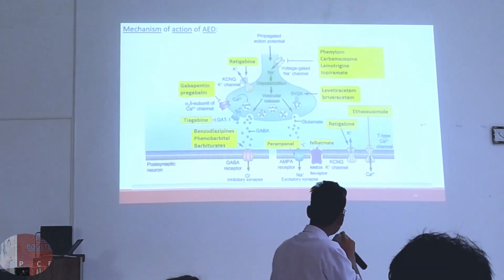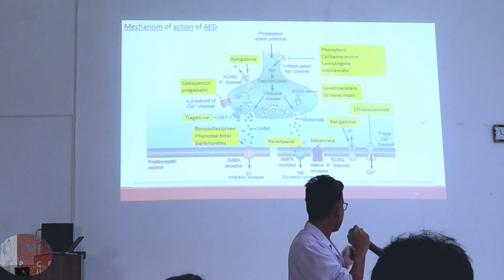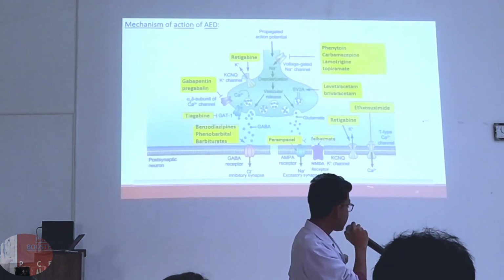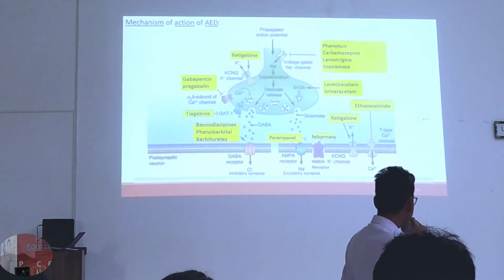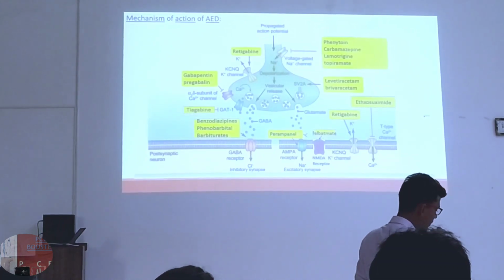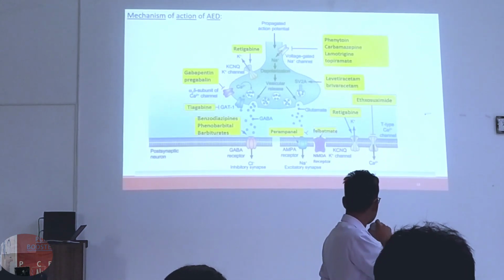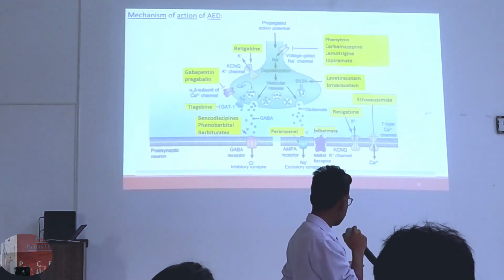Then there is retigabine, as already described, a potassium channel opener in both the presynaptic neuron as well as the postsynaptic neuron. In this way, by blocking and by increasing these neurotransmitter pathways, we can control the seizures. So this is all about the mechanism of action of the anti-epileptic drugs.